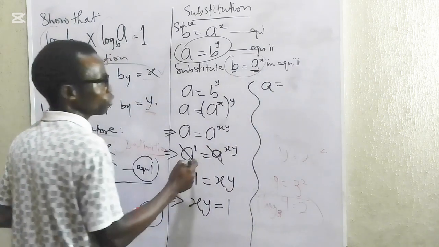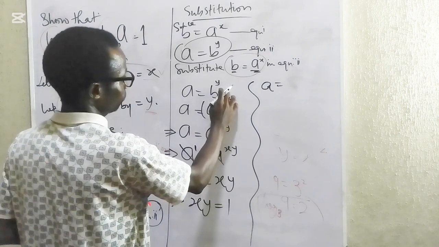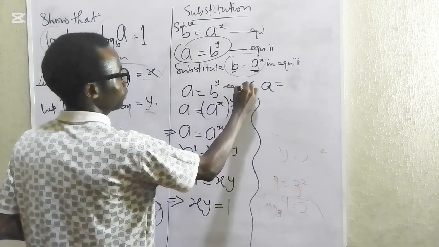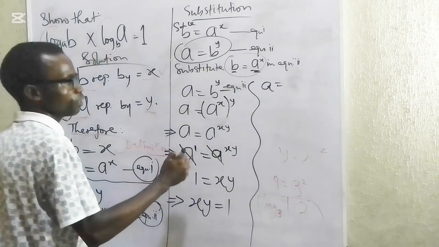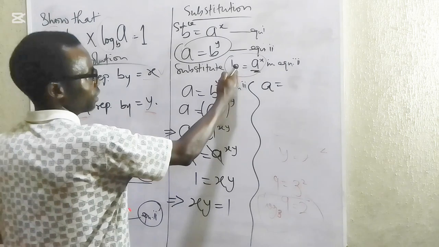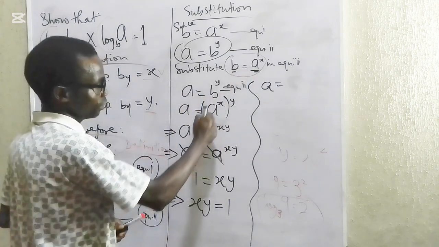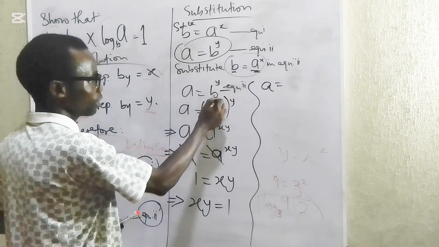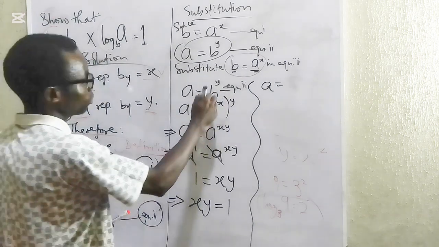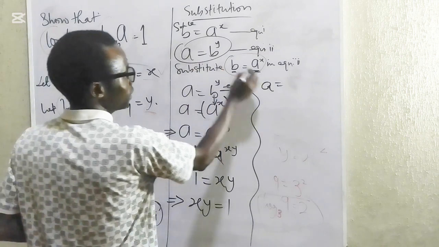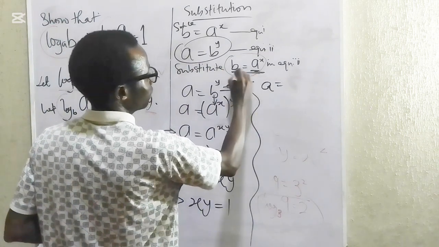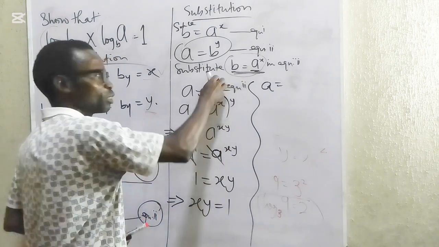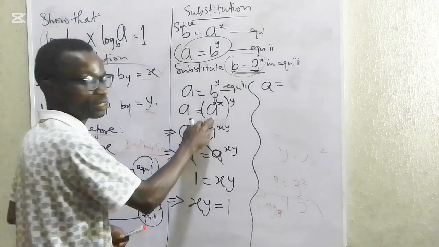So what is equation 2? This is equation 2. That means b here is actually equal to a raised to the power of x. You have it here, a raised to the power of x. So this b has been substituted by this, because from here, b is actually equal to a raised to the power of x. Wherever we see b, we remove it and put a raised to the power of x.